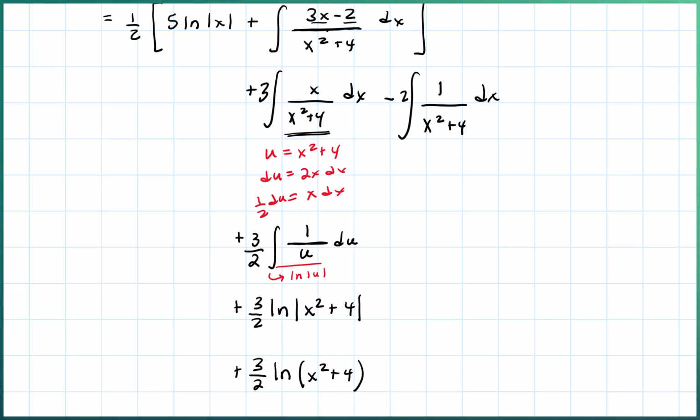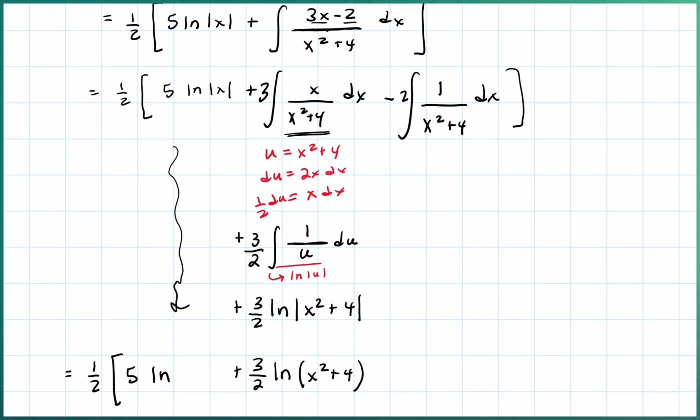Now that was just one piece of my integral. I need to carry the rest of all of this down. I had 5 natural log of the absolute value of x right here. We're going to bring that all the way down here. So we have 5 natural log of the absolute value of x. My first two fractions have been broken down and integrated. Now let's take a look at this one.